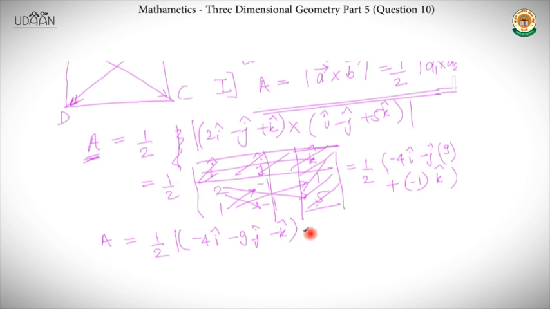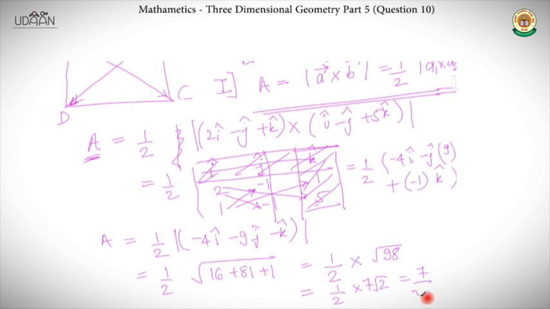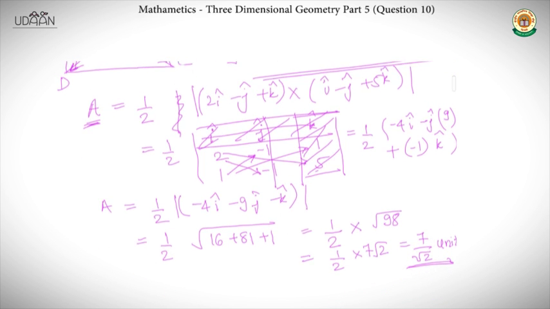Actually it is the mod of this, the magnitude, which is 1 by 2 root of 16 plus 81 plus 1. So this is 82 plus this is 98. 98 is 49 into 2 and 49 is 7 square. So it would be 1 by 2 into root 98, which is 1 by 2 into 7 root 2, which is 7 by root 2 unit square. This is the area of the parallelogram. So fine, this is the first method.